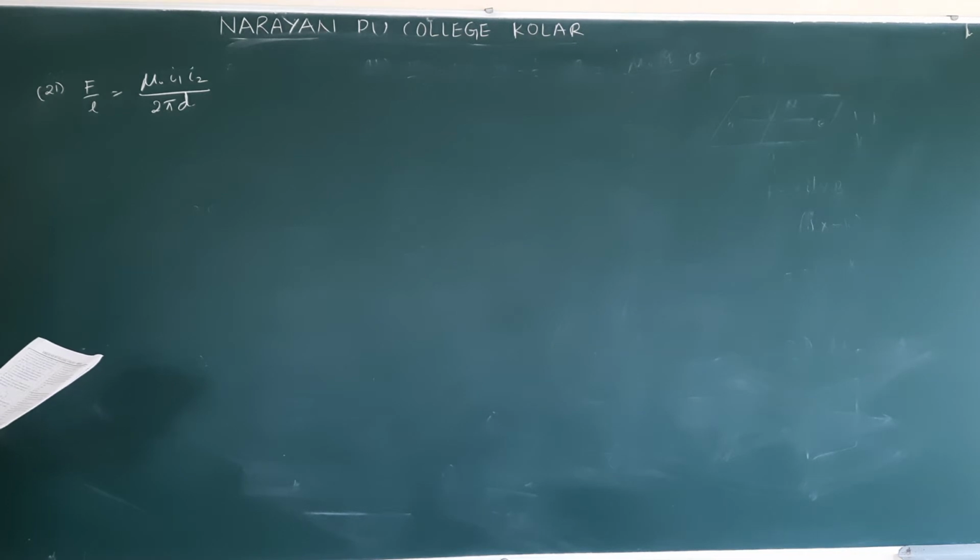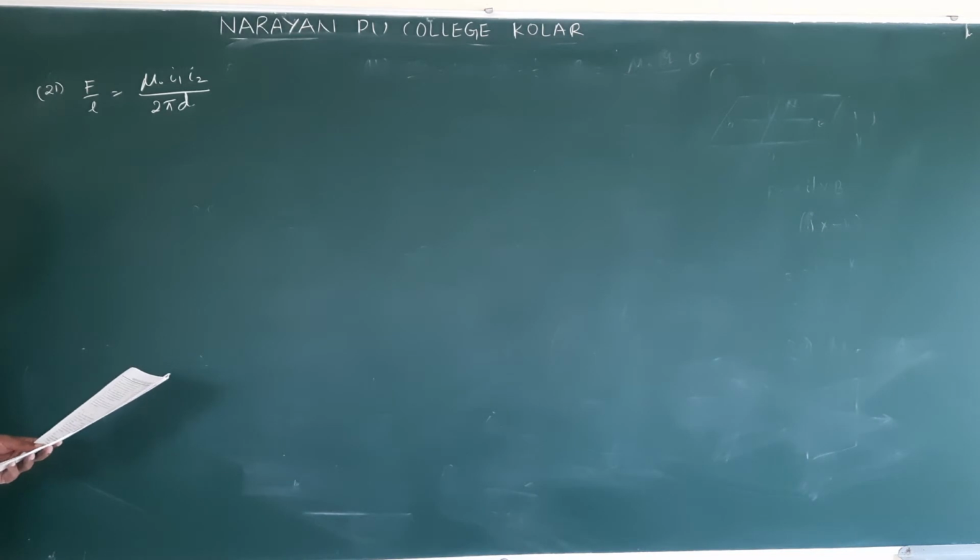22. A, B, C are parallel conductors of equal lengths carrying currents I and 2I respectively. The distance between A and B is X. The distance between B and C is X. F1 is the force exerted by B on A. F2 is the force exerted by A on B. Choose the correct answer.